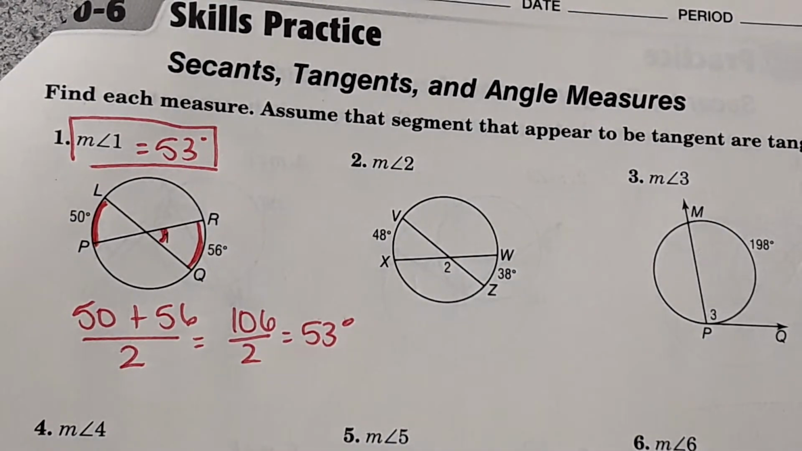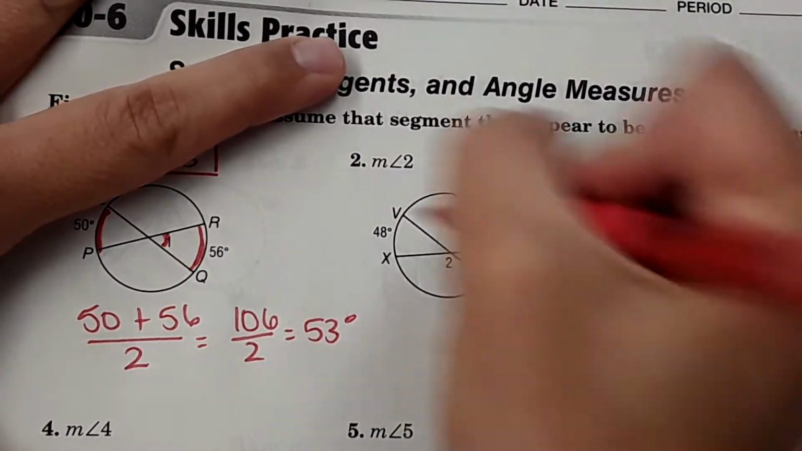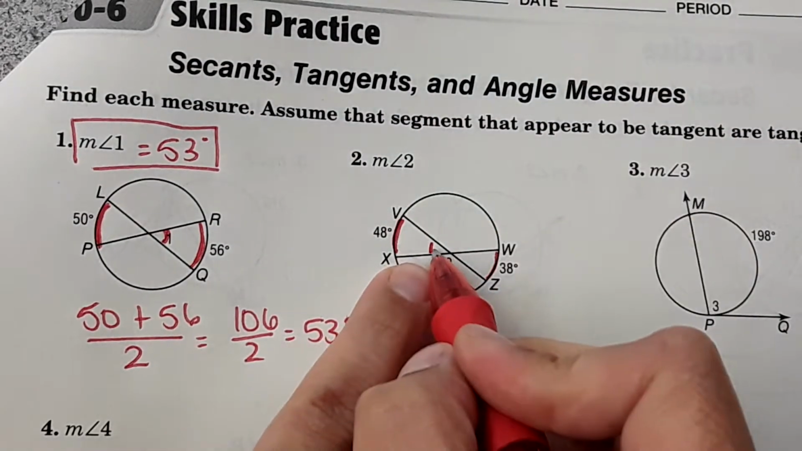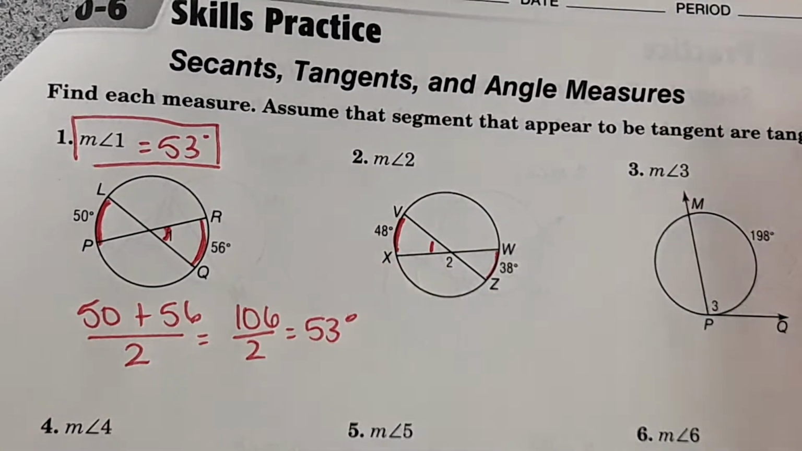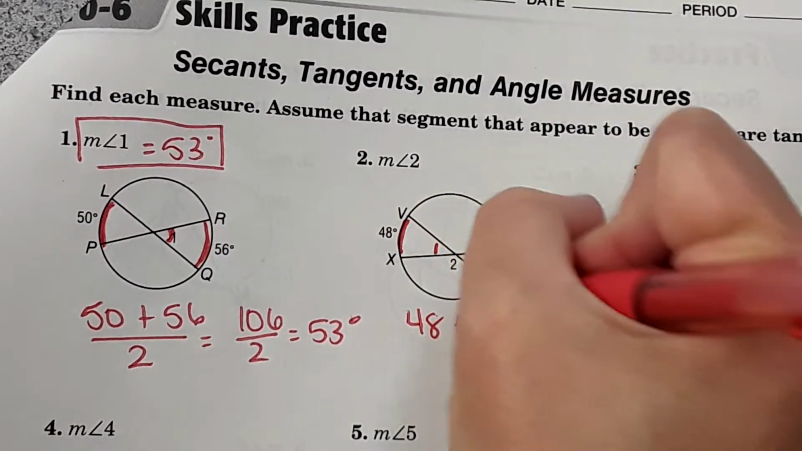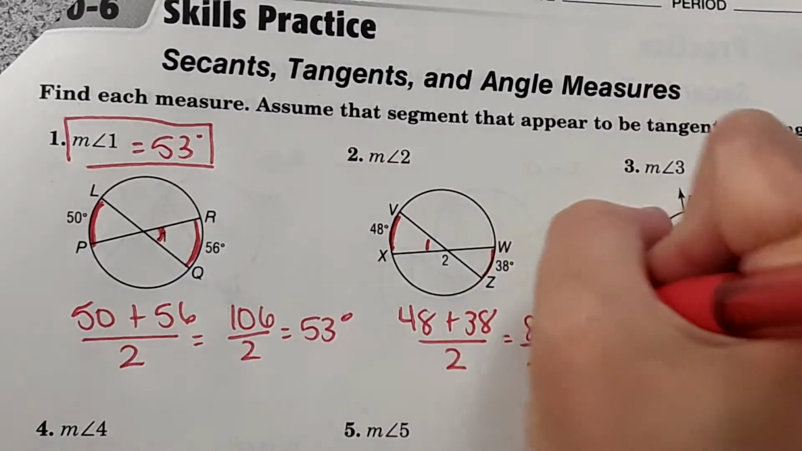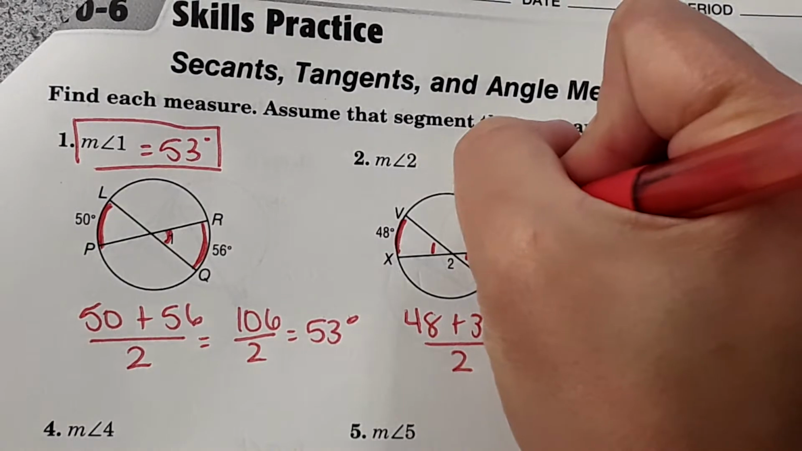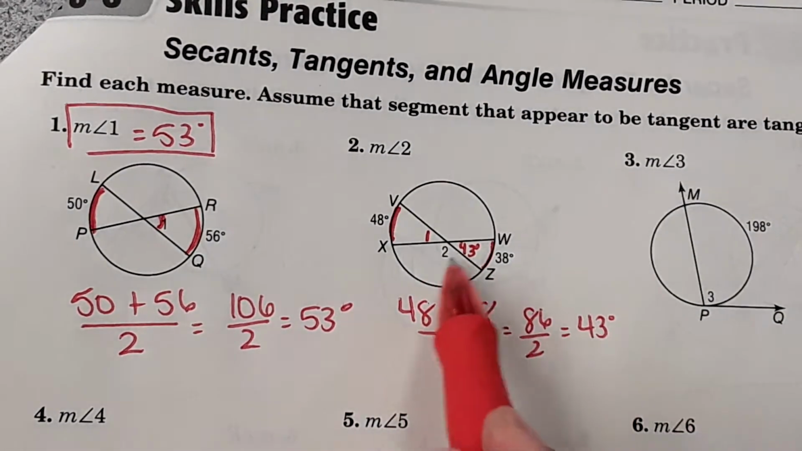Then for number 2, we're finding this angle measure. However, they give us these arcs. So what we're going to do is actually find angle 1, which I'm labeling right here, and then that angle will be supplementary to angle 2, and I'll use that to find angle 2. But to find angle 1, I'm going to add 48 plus 38 and then divide by 2. Gives me 86 divided by 2, which is 43 degrees. So that's right here. And vertical angles are congruent, so that's both of those.